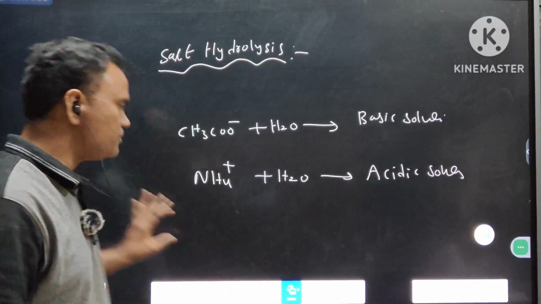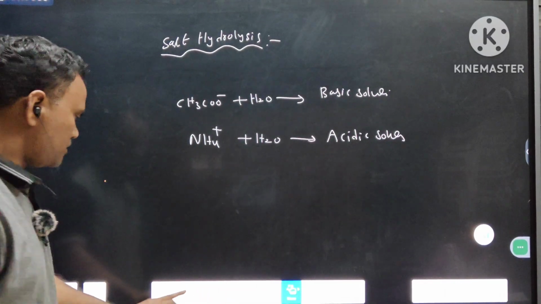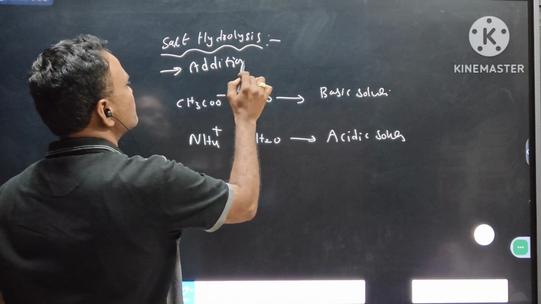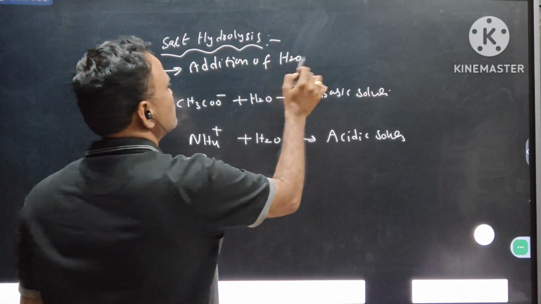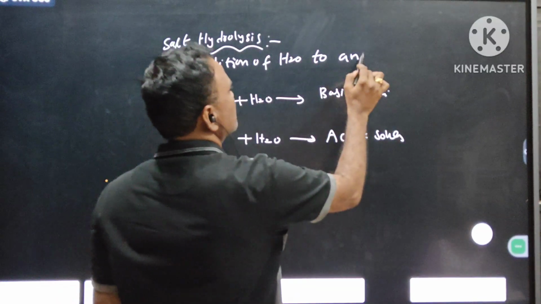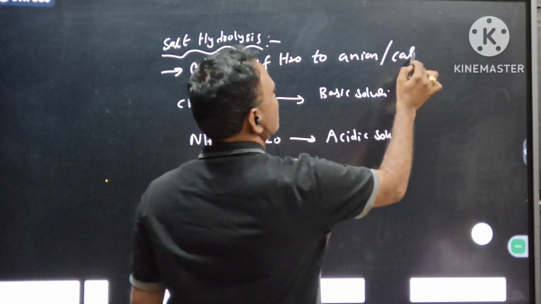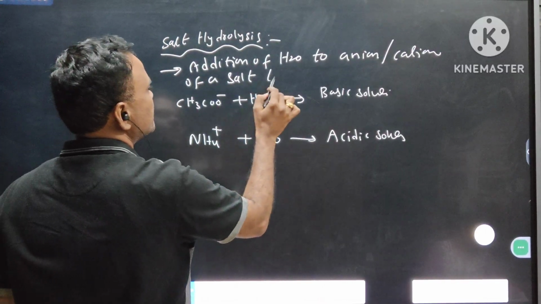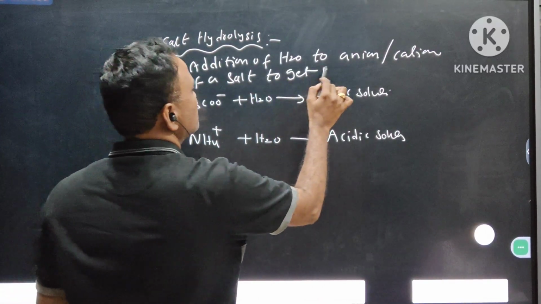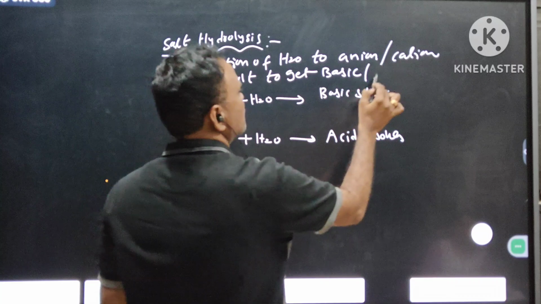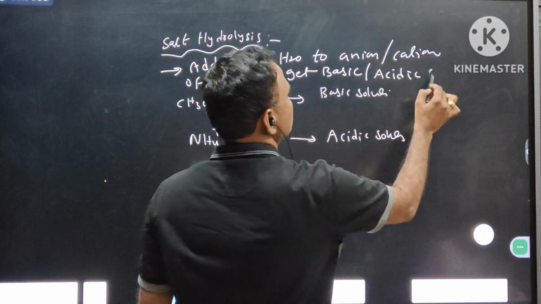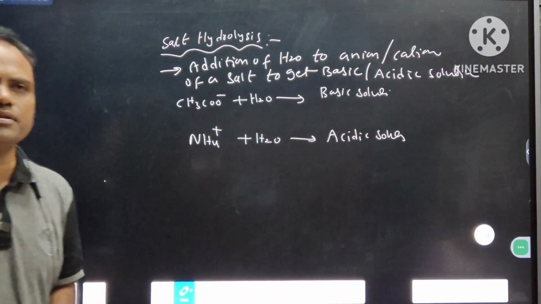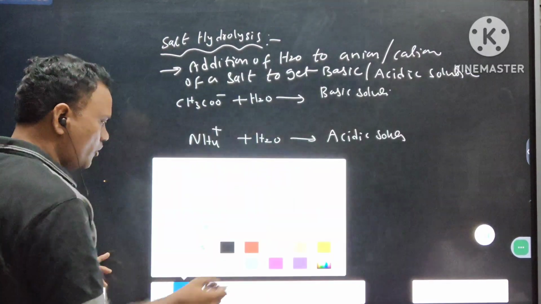Let us write the point. One simple definition for salt hydrolysis: addition of water to the anion or cation of a salt to get a basic or acidic solution is called salt hydrolysis. Very important point.